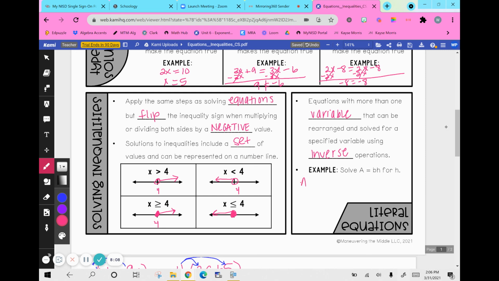So what they're asking us to do is to get that H by itself. This operation is base times height. So we're just going to use inverse operations. So we would divide by the base on both sides to get that H by itself. Because here, what we're left with on the right side, b divided by b is just 1. So that would be 1h. Okay, so those are going to cancel out. So if a divided by b equals h, and my h is by itself, that's a literal equation.